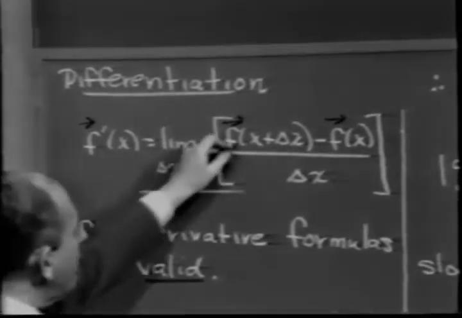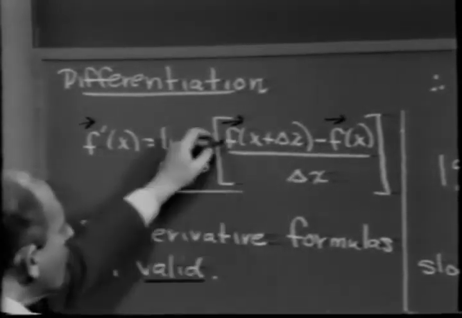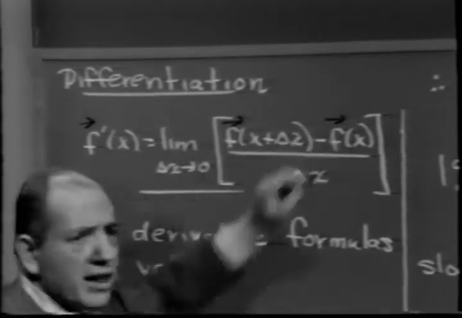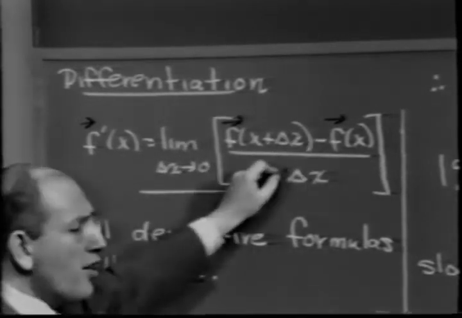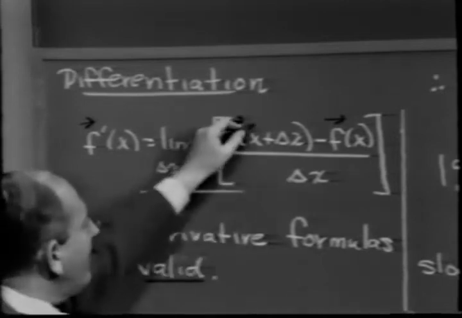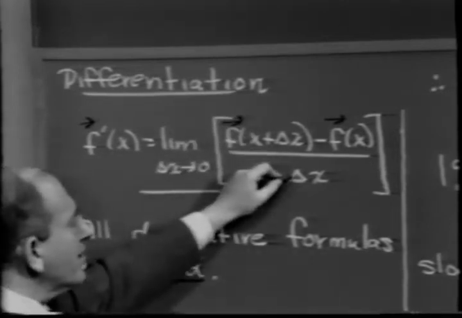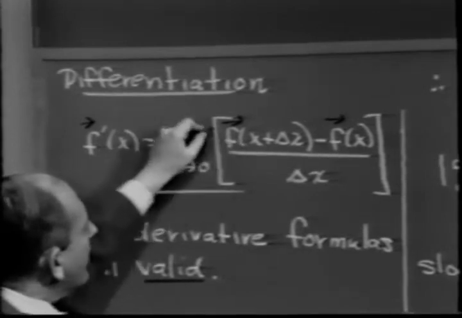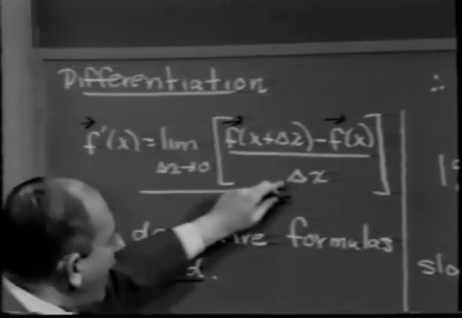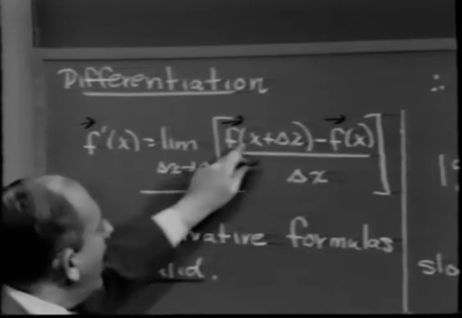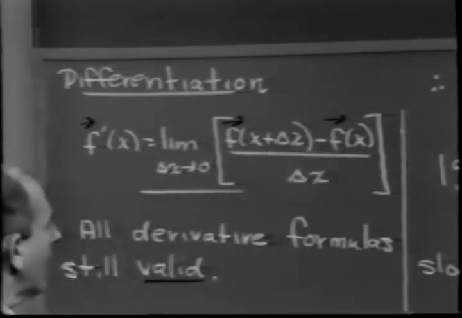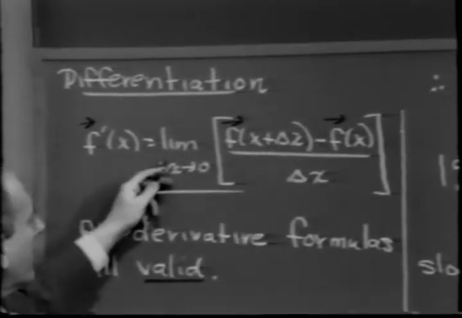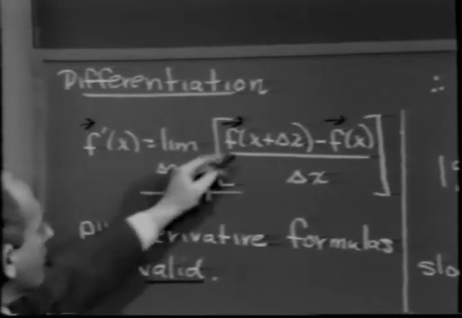The first thing I have to do is to check to see whether the new expression makes sense. Notice that the numerator of my bracketed expression is now a vector. The denominator is a scalar, and a vector divided by a scalar makes perfectly good sense. In other words, this can be read as what? The scalar multiple 1 over delta x times the vector f of x plus delta x minus f of x. So this definition makes very good sense.